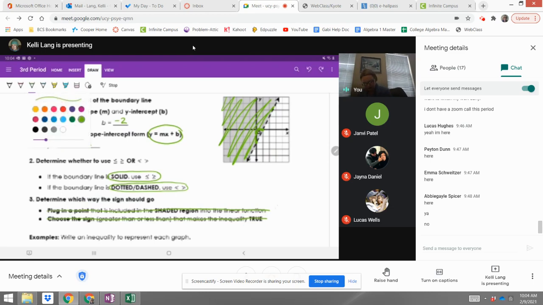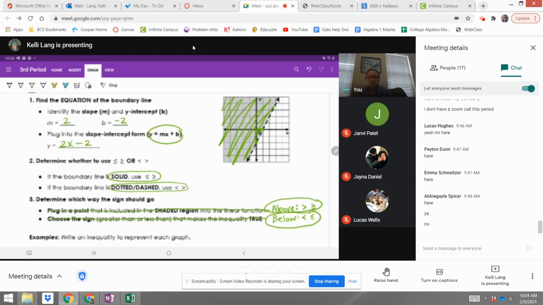The shortcut is if the shading is above the line, then we use a greater than or equal to sign. Above means greater than. If the shading is below, we use a less than or equal to sign. Simple as that. So here's a little shortcut. I like the shortcut way better than the stuff I just crossed off, so I'll save you some time and just give you the shortcut.